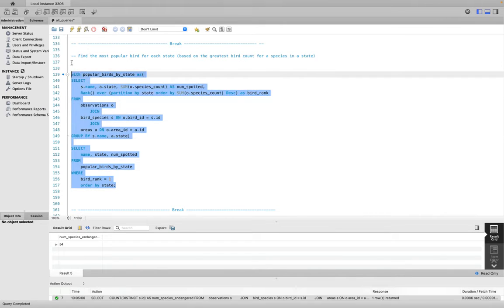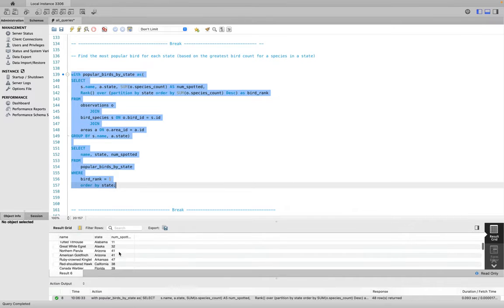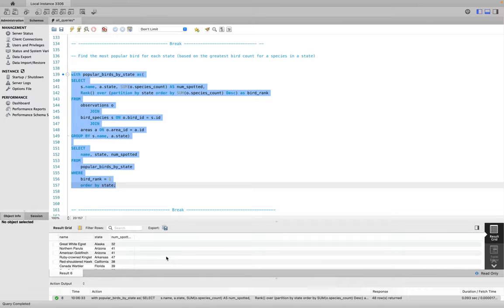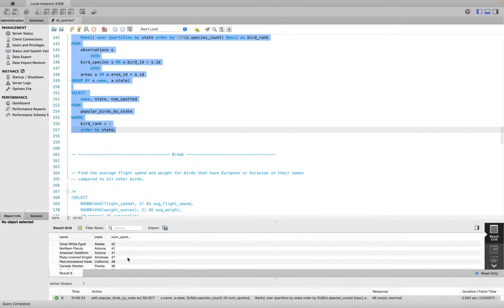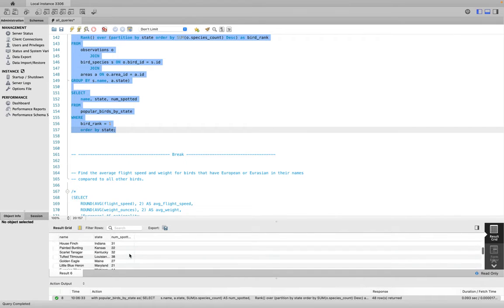And so if we want to run this query, you'll see what that means. And of course, some states had multiple species that are tied for the same spot, so that's why we have multiple occurrences. So like in Alabama, the tricolored heron, Carolina chickadee, and the tufted titmouse were all a count of 11 of those species were seen, so that they tied for the first place. Then we have Alaska with the great white egret at 32. Arizona has 2 top species, northern parula and American goldfinch, tied for 41, and so forth and so on for all of the states.